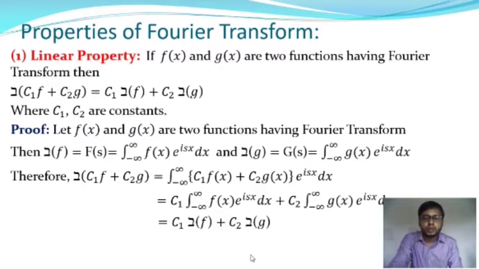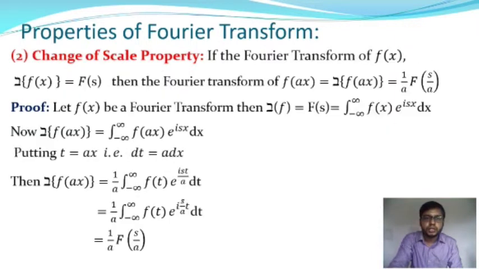And let us move on to the next property of Fourier transformation. This is the second property of Fourier transformation, the change of scale property. So if the function f of x has a Fourier transformation, and zeta of f of x is equal to F of s, okay, this is the definition of the Fourier transformation, and F of s is equal to the integration over minus infinity to plus infinity f of x into e to the power i s x into dx.